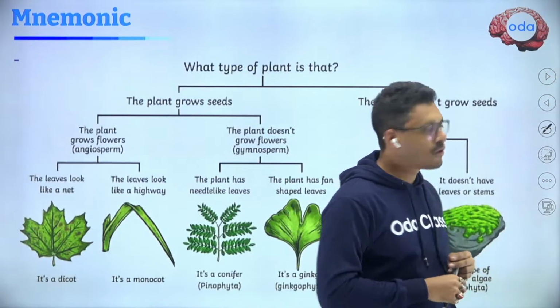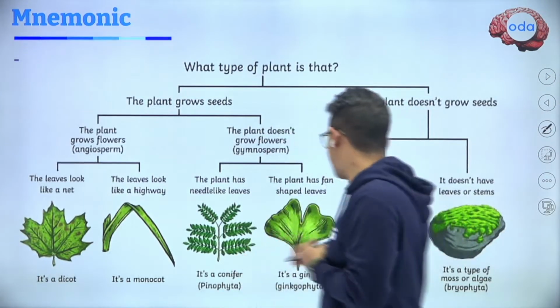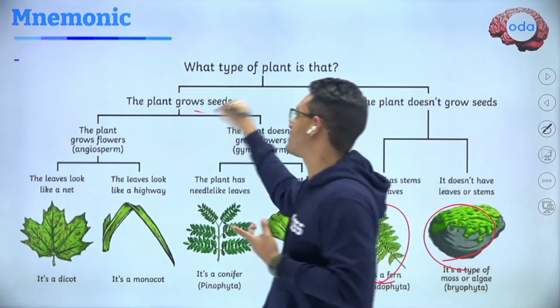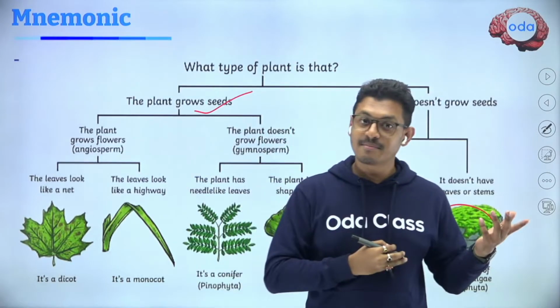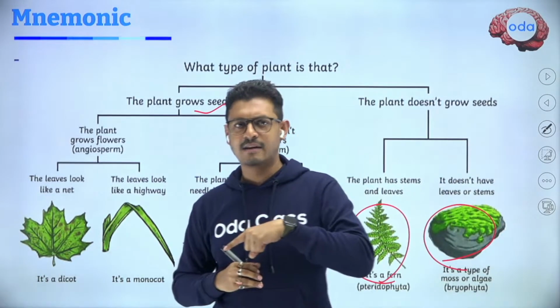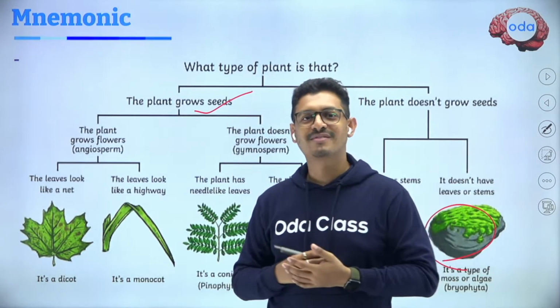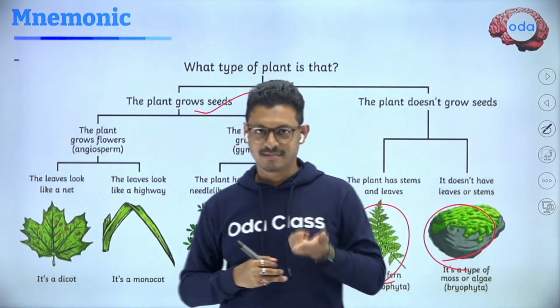We will be back with more of these things. We will not only discuss fern and moss, we will also discuss plants that grow seeds, what type of seeds they produce, why a mango seed is inside the mango, whereas strawberry seeds are outside the strawberry. We will talk about all of this in the upcoming series, Plants for Dummies.